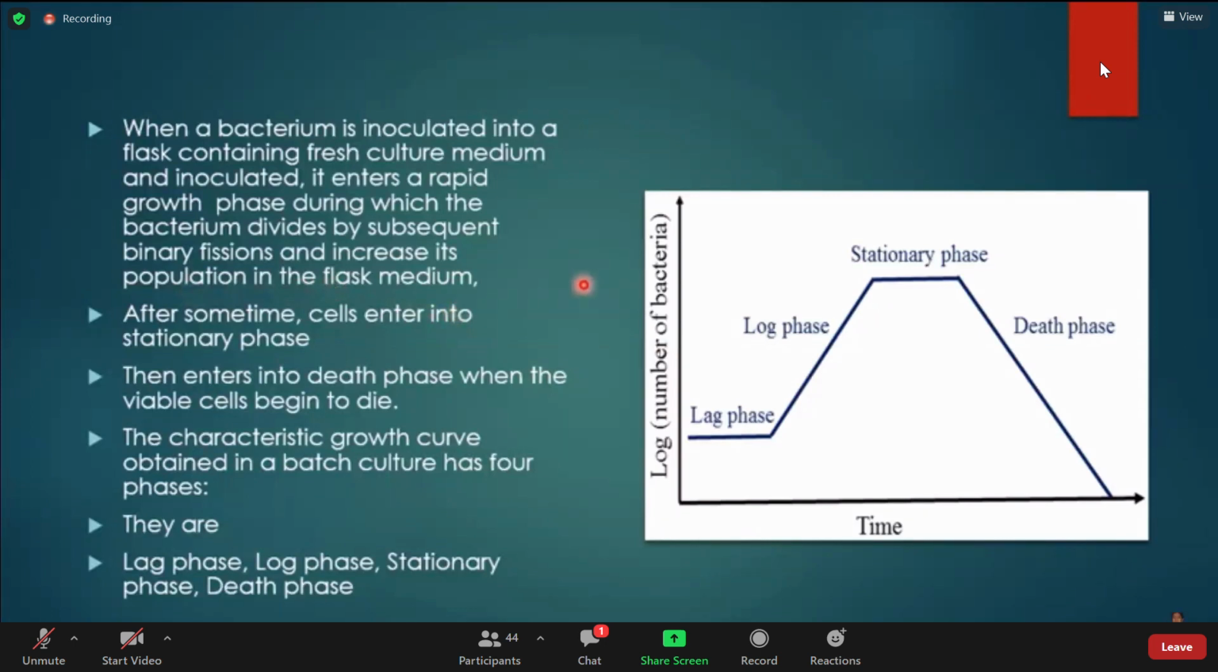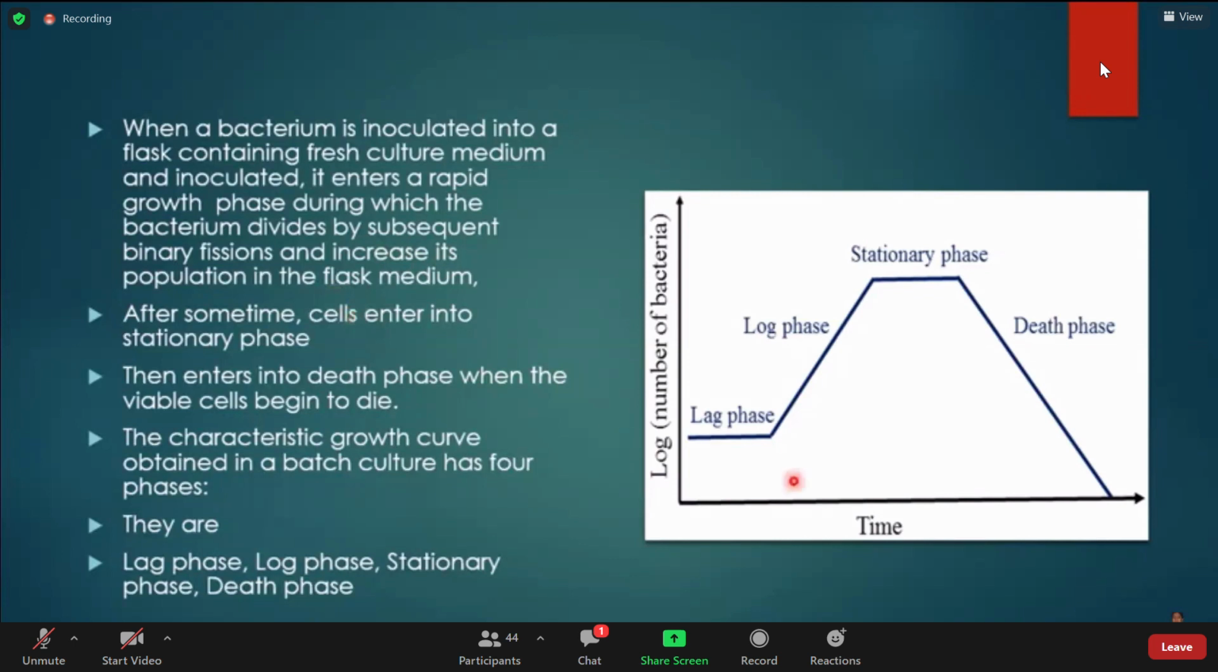So that means you take a flask containing a growth medium, and you are inoculating a number of bacteria into the fresh culture medium and incubating it. Inoculation here is not the initiation of growth. Once inoculated, it is incubated. During the incubation period, the bacteria enter into the growth phase, during which the bacterium divides by subsequent binary fission and increases the population in the flask medium.